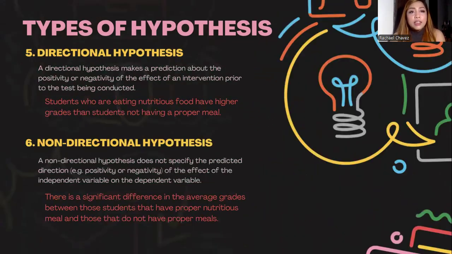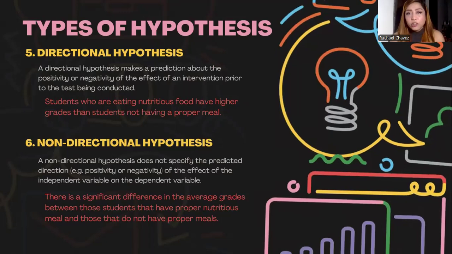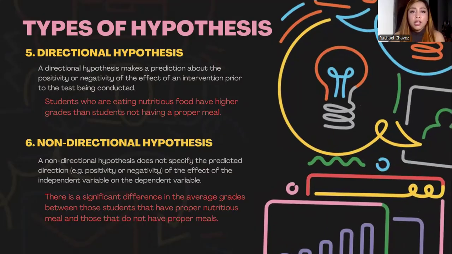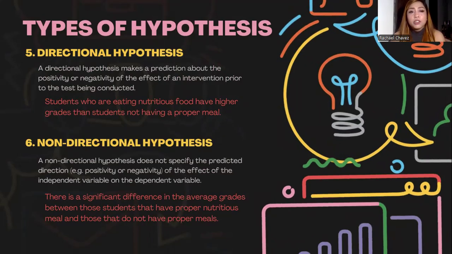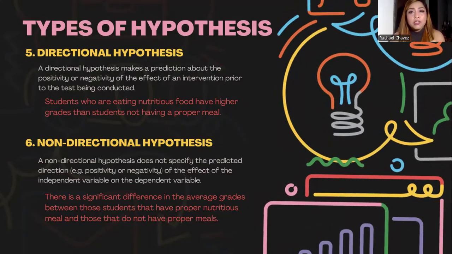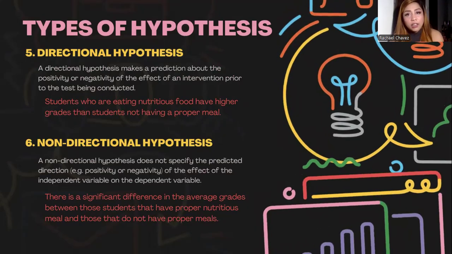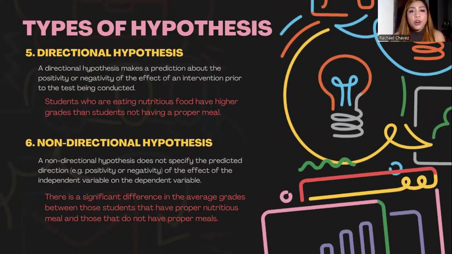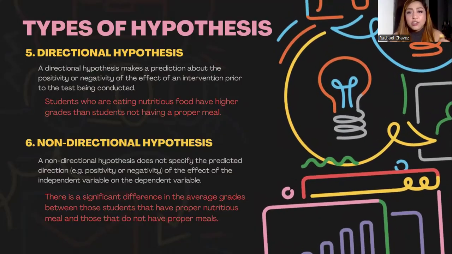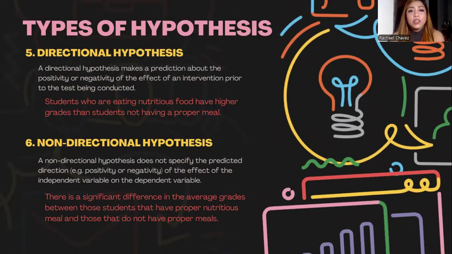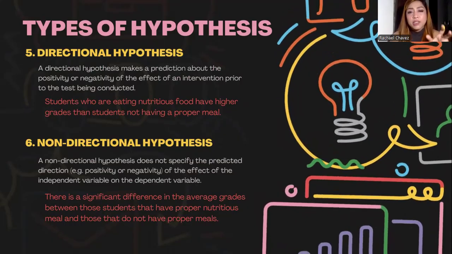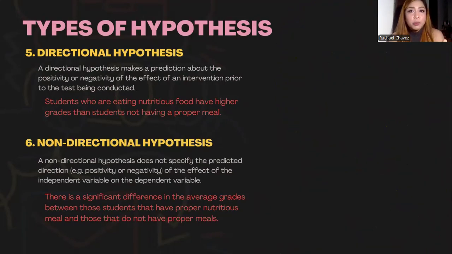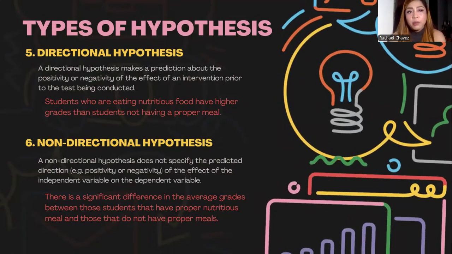Okay? The next ones are directional hypothesis and non-directional hypothesis. So when we say directional hypothesis, it can predict the positivity and negativity of the effect of an intervention prior to the test. So dito pinapakita natin sa hypothesis kung meron bang positive na nangyari or negative change or may increase and decrease ba. Katulad ng sample natin, students who are eating nutritious foods have higher grades than students not having proper meals. So dahil sa may salitang higher, that's directional hypothesis. Tinuturo niya na kung ipinipredict mo kung saang direction papunta yung study mo, kung tataas ba or bababa.